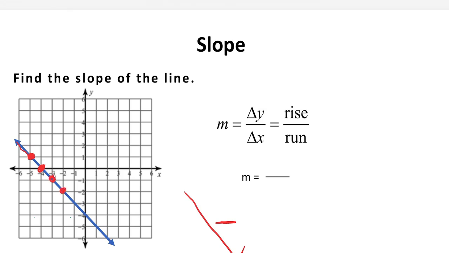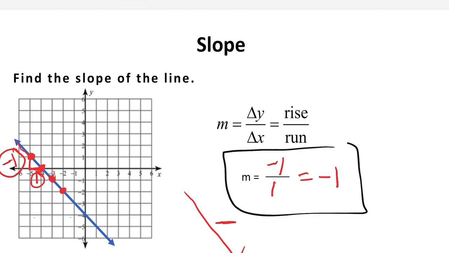We know we're going down because it's negative. So we're going to go down 1. When you go down, that's negative. Right 1. The rise goes on top. The run goes on bottom. And that will simplify to -1. Okay? So you're counting up or down and then to the right.